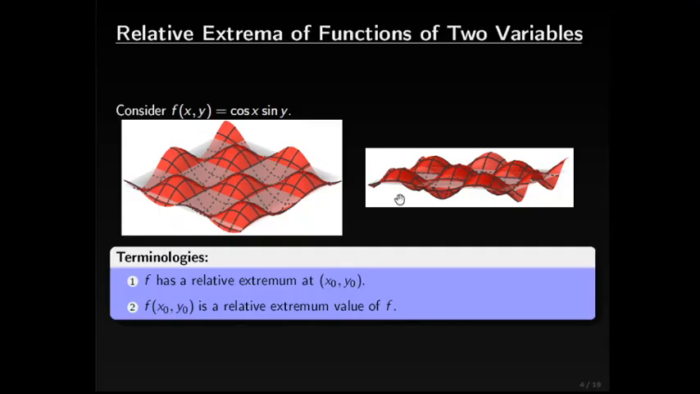Now, to make things clear, these are the correct terminologies. We say f has a relative extremum at (x naught, y naught), or f of x naught, y naught is a relative extremum value of f.